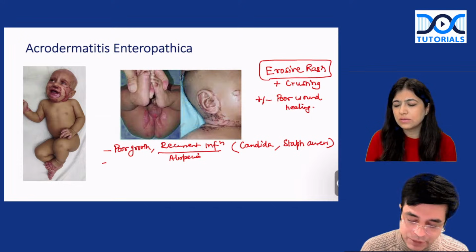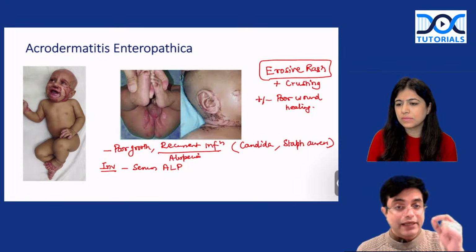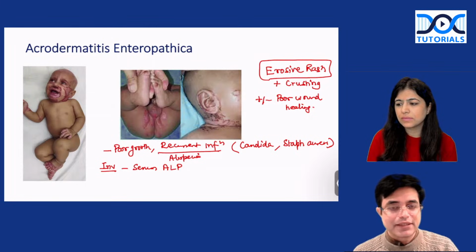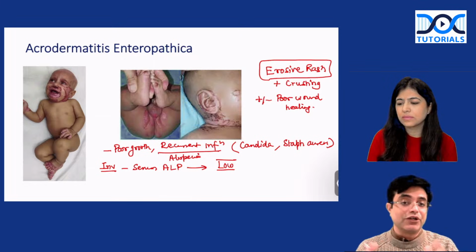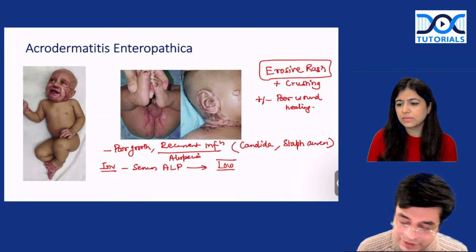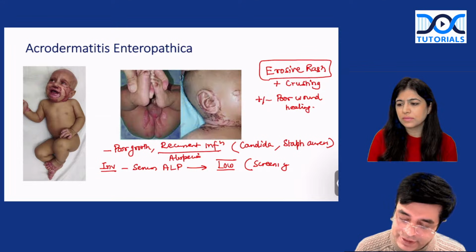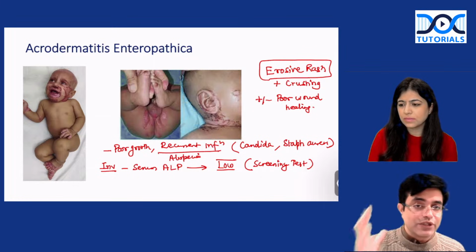What about the investigation part? In investigation, generally we go for serum alkaline phosphatase. I'm writing in short ALP. Alkaline phosphatase is a zinc dependent enzyme. In patients with rickets, the levels are increased, but in acrodermatitis enteropathica, levels are low, sometimes even absent in a severe patient, because zinc is not there, so the enzyme is not going to form. This is useful as a screening test in these patients. So if somebody asks you what is the screening test of choice in acrodermatitis, the answer will be alkaline phosphatase. Cheap, easy to do, good sensitivity.